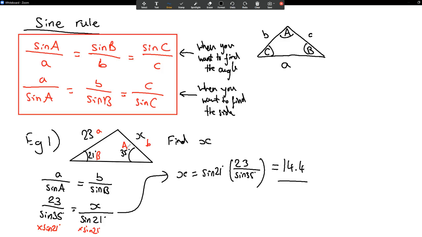Now, if you realize what we've done here, the way you can spot when we can use the sine rule is if we have a pair like this that we already know. So we know that side a and angle A. If we know that, we can figure out the side to any other angle we know, or the angle to any other side we know. So let's do another example.